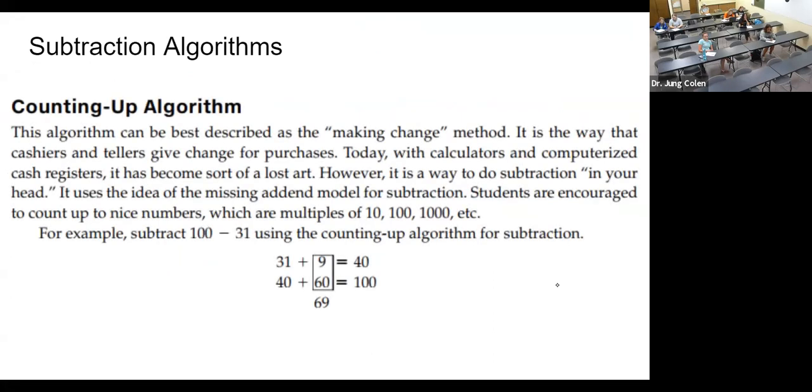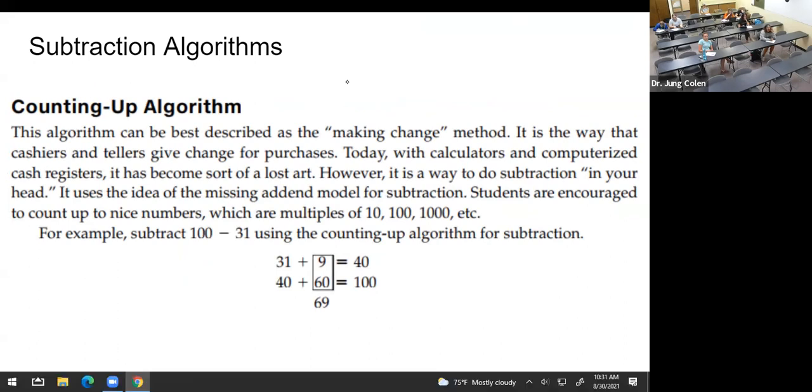Okay, so for the subtraction algorithm, we can do the counting up algorithm. This is a strategy. I wouldn't say it's an algorithm even if our textbook says it's an algorithm. And the previous one is the compensation strategy. Counting up strategy, I like this one so much too. So let's suppose you are subtracting 31 from 100. Let me show you how to do that. We are taking away 31 from 100.